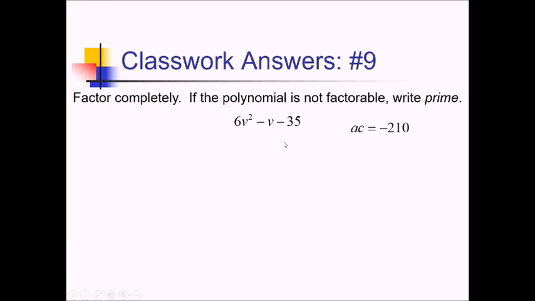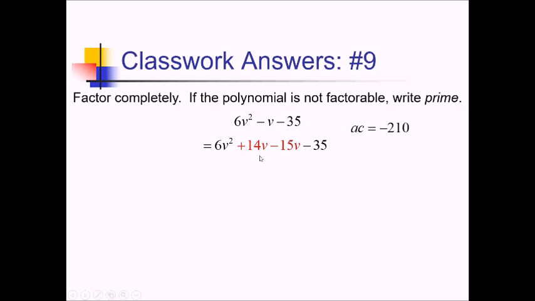So if I do positive 14 and negative 15, that's the way to go on this one. That would give me negative 1. So I've got 6v squared plus 14v minus 15v minus 35. And now I can factor by grouping because I have 4 terms.